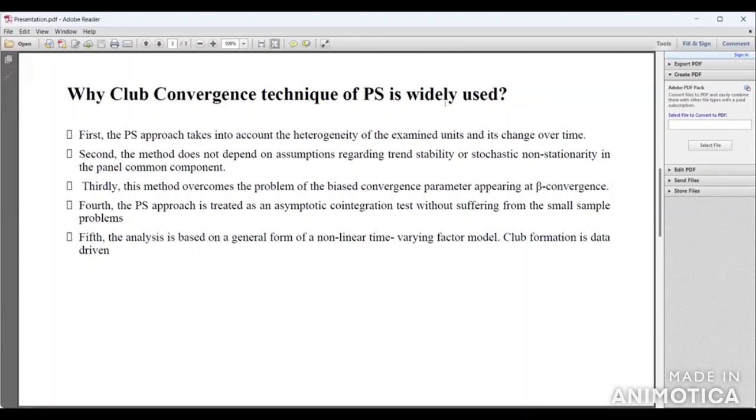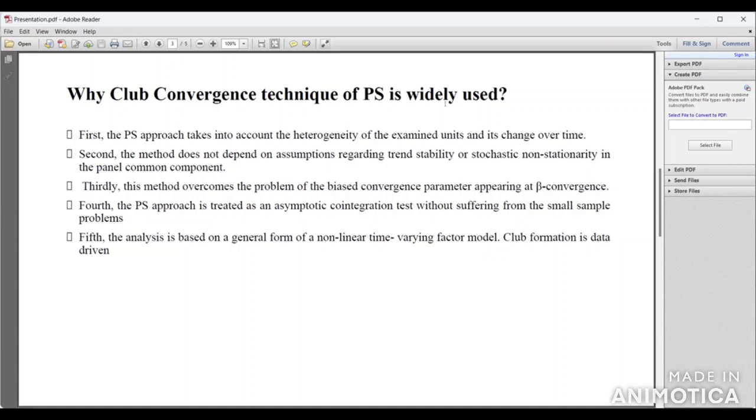Second, whenever we do time series or panel data analysis, the first assumption we need to satisfy is that the series should be stationary. But this methodology does not impose such strict assumptions that the series should be stationary or that there should be stability in the series. It takes care of that. It does not depend on the series being stationary. That's why this methodology is used.